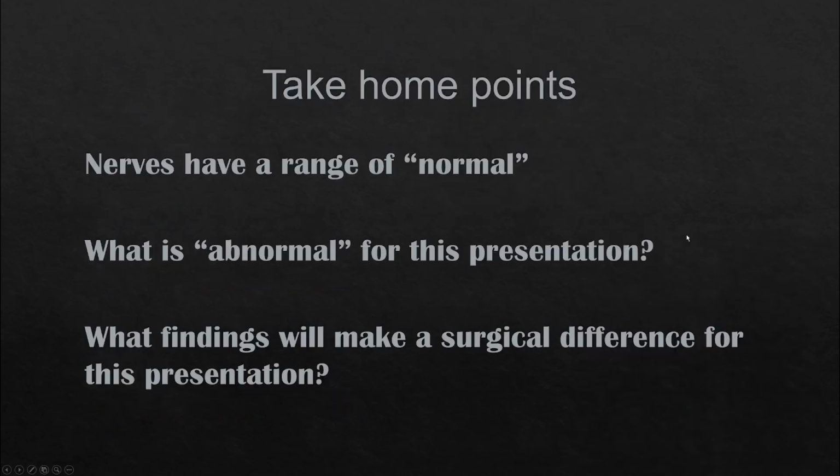In conclusion, the take-home points are that brachial plexus imaging relies very heavily on accurate knowledge of the clinical presentation and the clinical question. It's important to note that nerves have a range of normal, which can sometimes be difficult to interpret using a single time point, and I would advise not to get bogged down too much in subtle findings that may not be of clinical consequence, and mainly just to keep in mind the findings that will result in a significant change of management for the patient.